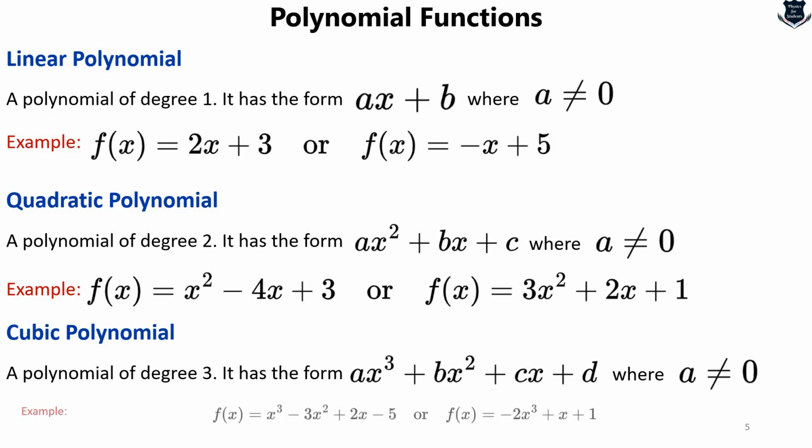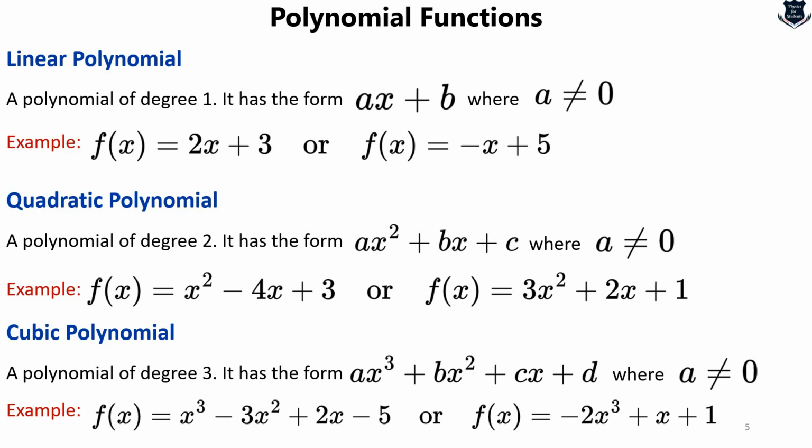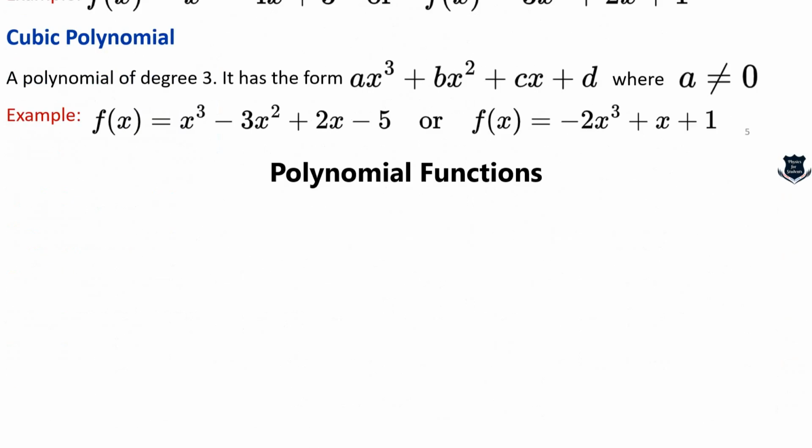Again, a should be not equal to 0, and this looks like this. So a cubic polynomial is mostly like an S-shaped curve that may have 1 or 2 turns depending on the roots. We are also going to see the graphical description of that.